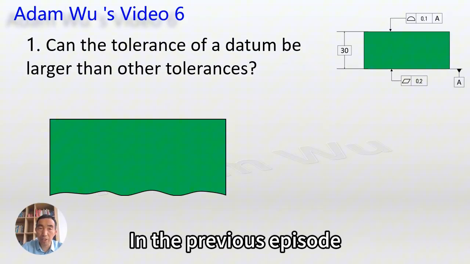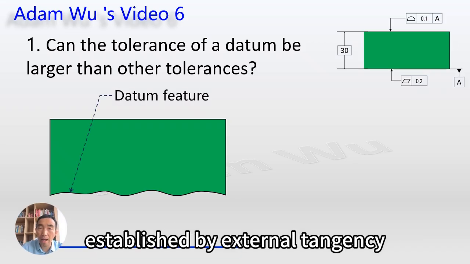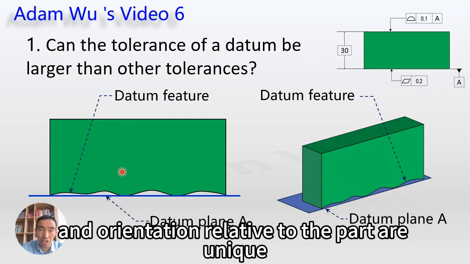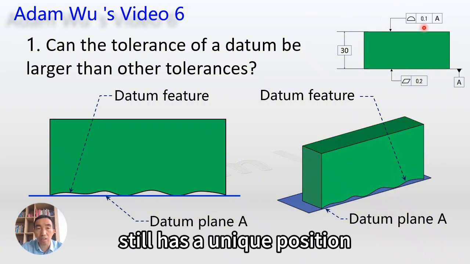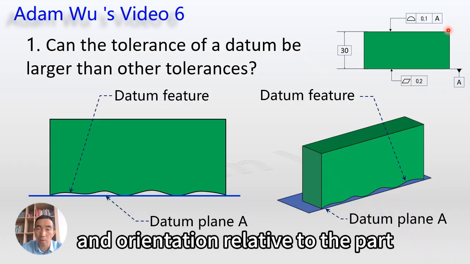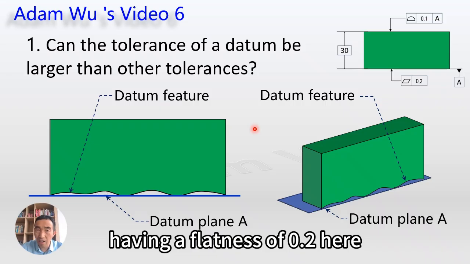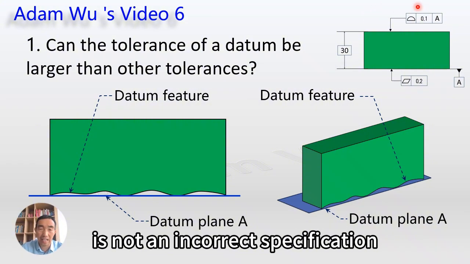In the previous episode, we explained that since the datum plane is established by external tangency, its position and orientation relative to the part are unique. Therefore, no matter how poor the flatness of the datum feature is, the profile tolerance zone here still has a unique position and orientation relative to the part. So, our conclusion in the previous video was that, from a logic standpoint, having a flatness of 0.2 here and a profile tolerance of 0.1 here is not an incorrect specification.